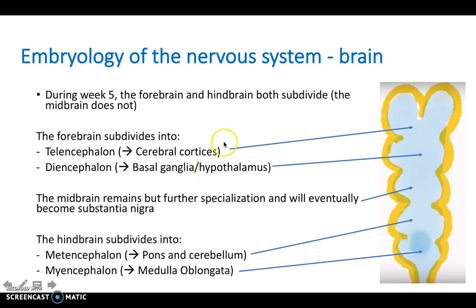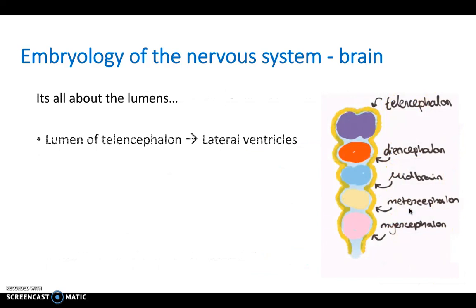Essentially, these all go on to become different regions of the brain, whether this be the cerebral cortexes, the basal ganglia, the pons, and the cerebellum, or the medulla oblongata. But essentially, all of these different vesicles or regions will go on to become different parts of the brain. So, it's all about the lumens.